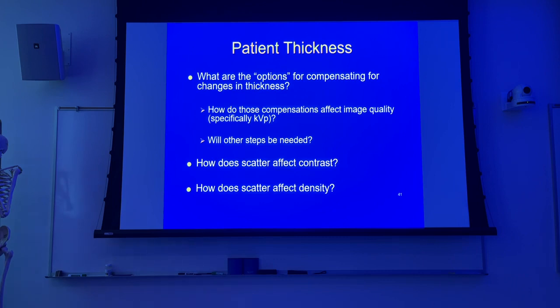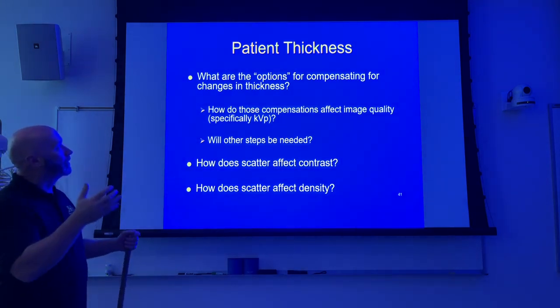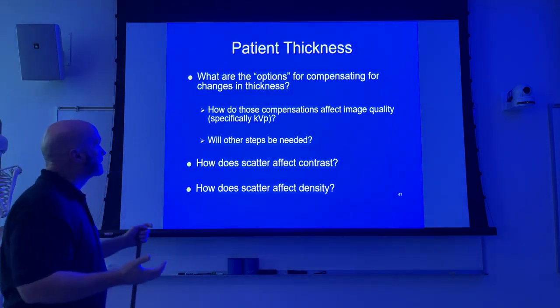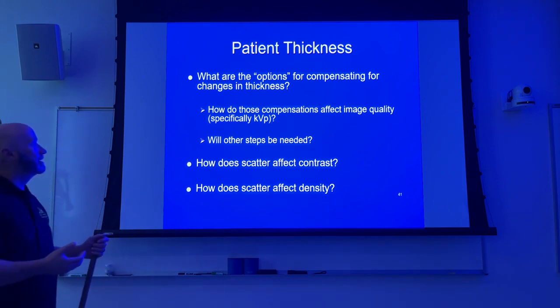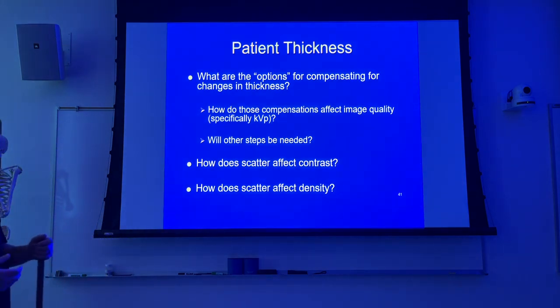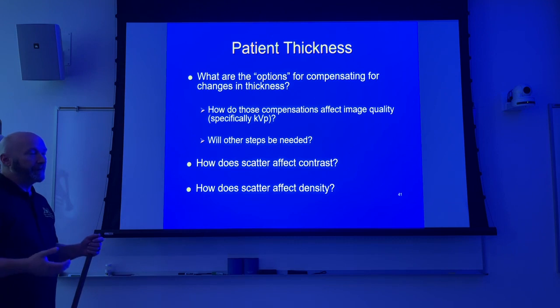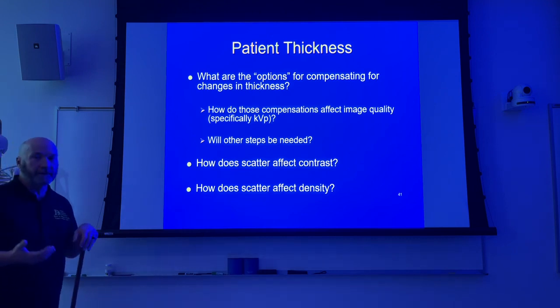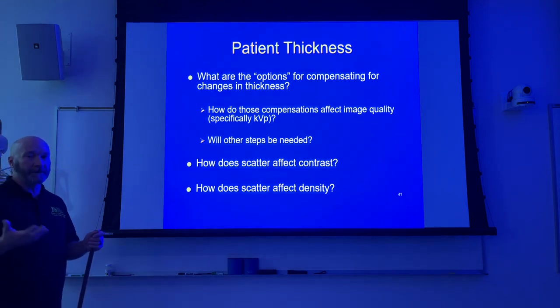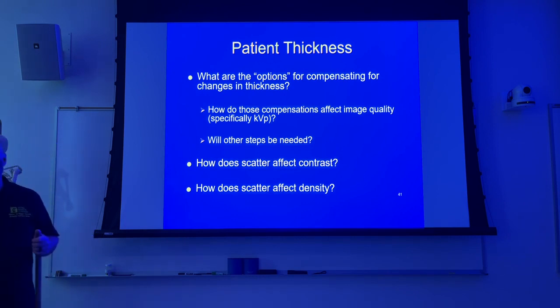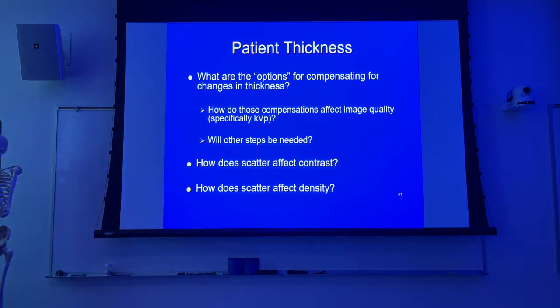If that's the case, then the scatter, let me back up. We'll go all the way back up to patient thickness. So patient thickness, options for compensating for changes in thickness would be your KVP or your mass. You could adjust either one. KVP is not preferred because as you increase KVP, you're going to increase, let me back up again.